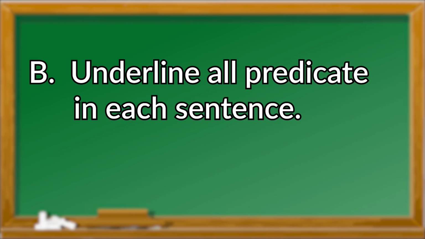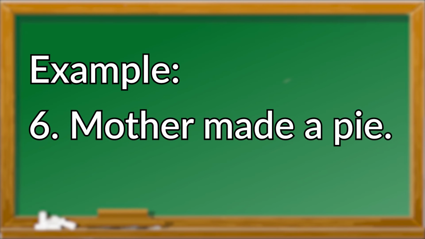Very good. Now for the letter B. Underline all predicates in each sentence. The first one is done for you. Example: Mother made a pie. The underlined words are made a pie, and that's the predicate.